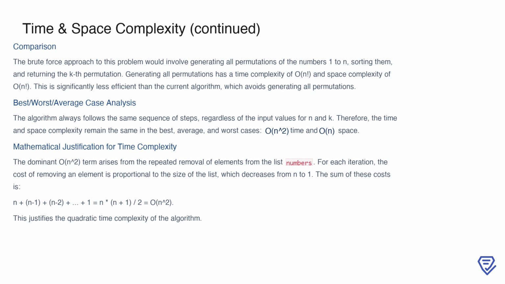Finally, we can mathematically justify the O(n squared) time complexity. The repeated removal of elements from the numbers list is what dominates the runtime. For each iteration, the cost of removing an element is proportional to the size of the list, which decreases from n to 1. Summing these costs gives us n plus (n-1) plus (n-2) plus ... plus 1, which equals n times (n plus 1) divided by 2. This simplifies to O(n squared), confirming the quadratic time complexity of the algorithm.